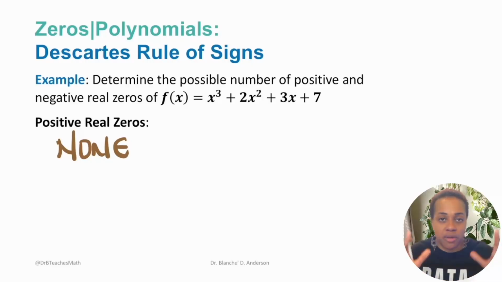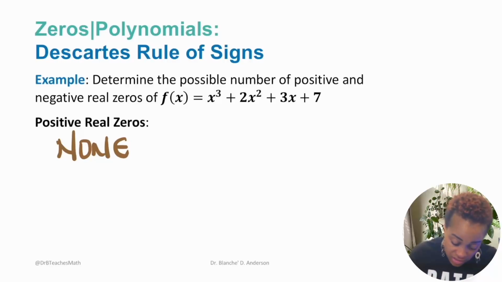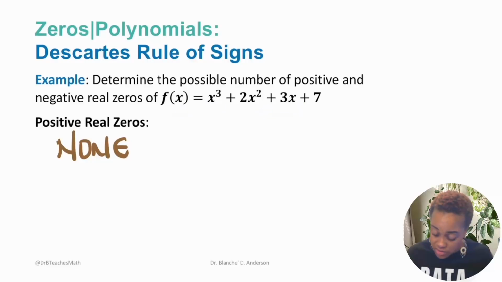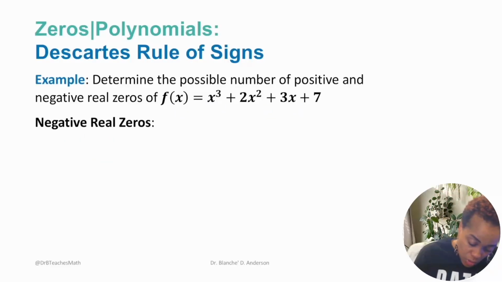So that's what I'm saying. Don't memorize the theorems. What tools can you use to save yourself some time? This says there aren't any positive ones. Why? Because there's literally no sign change in f of x. Let's look at the negative.